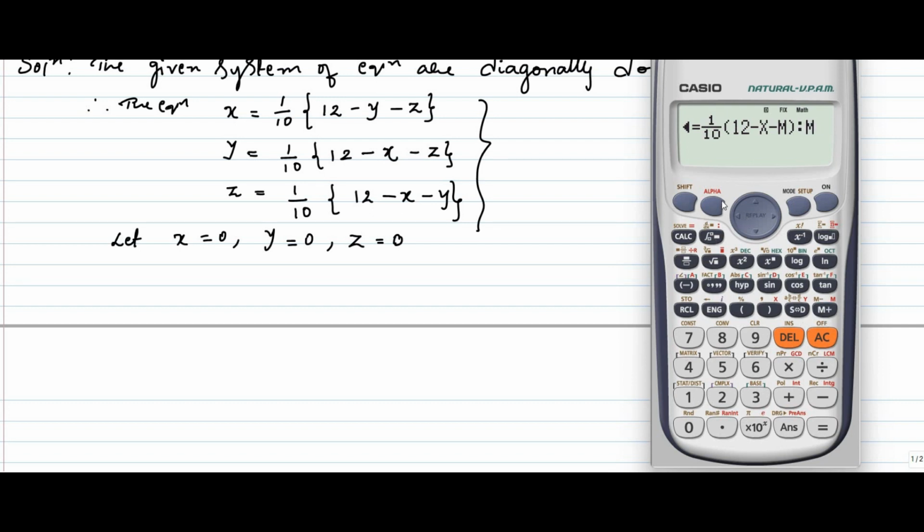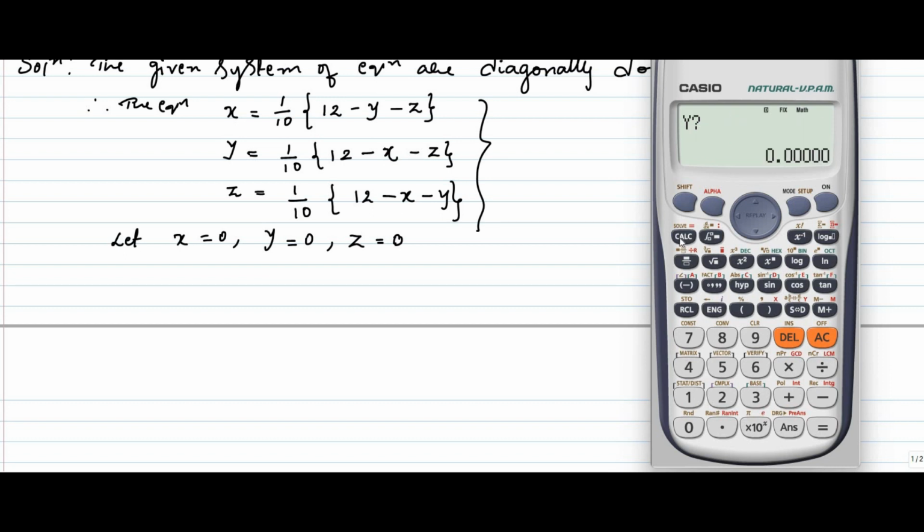That has alpha m equal to, take fraction 1 by 10, open the bracket, 12 minus x, alpha x, minus alpha y. So this is the equation we have. Now to start with the initial approximation, press calci.